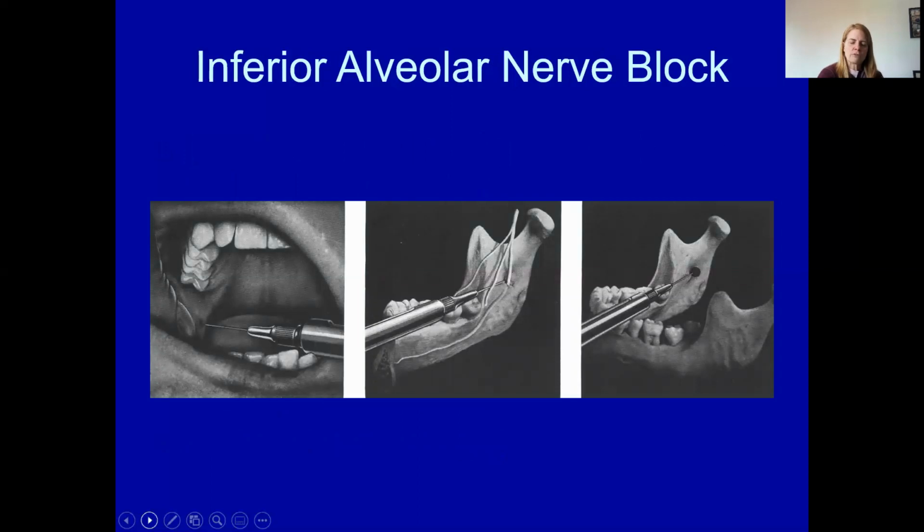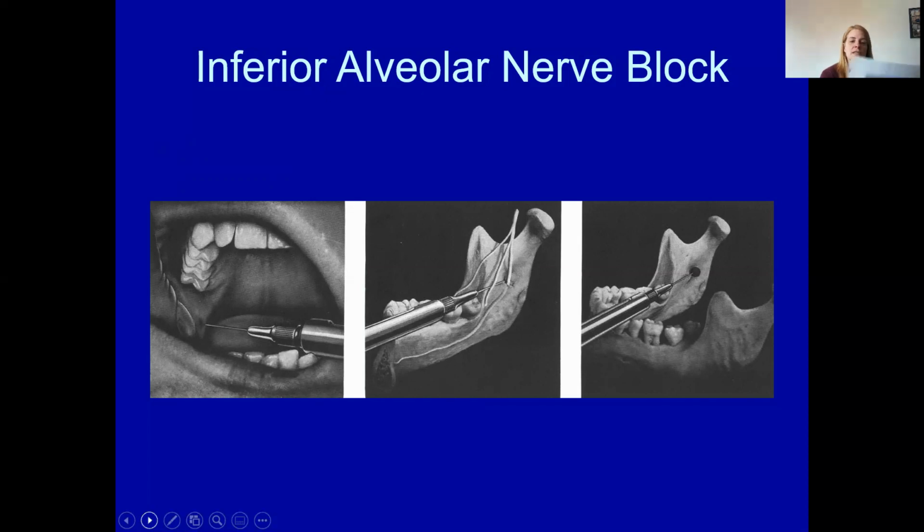With the inferior alveolar nerve block, you're going to pass by the lingual nerve. So this is the one where there could potentially be a lingual shock because you inadvertently passed near or touched the lingual nerve on your way to giving the inferior alveolar nerve block.